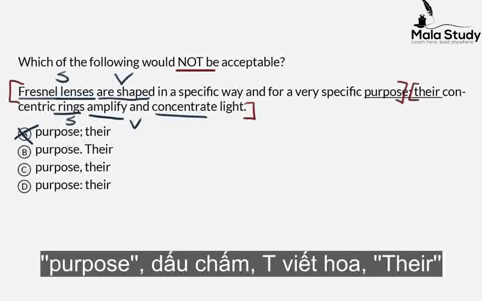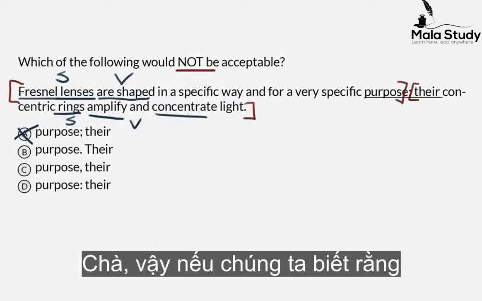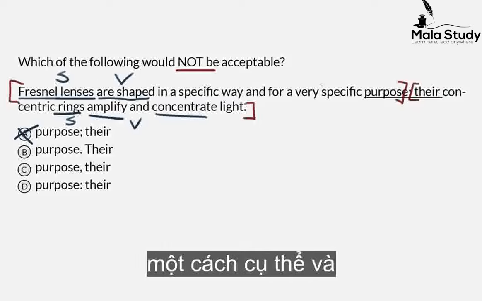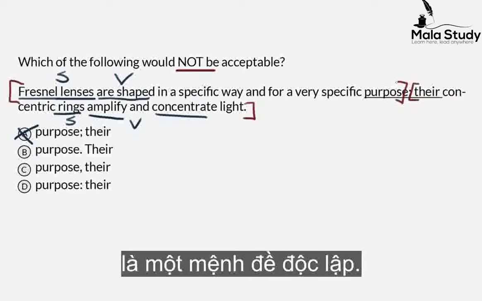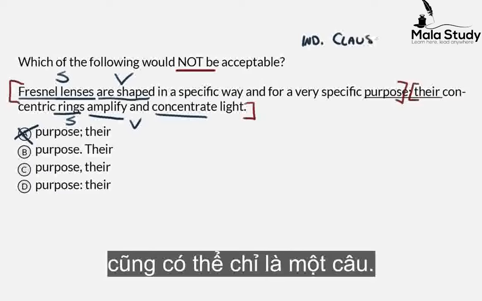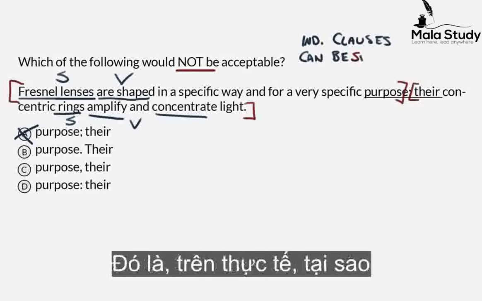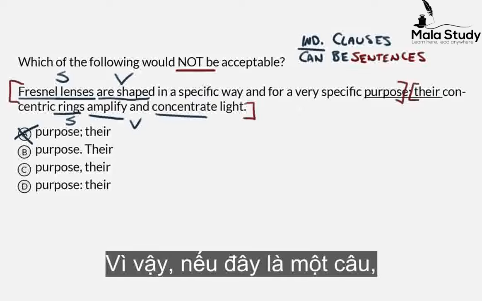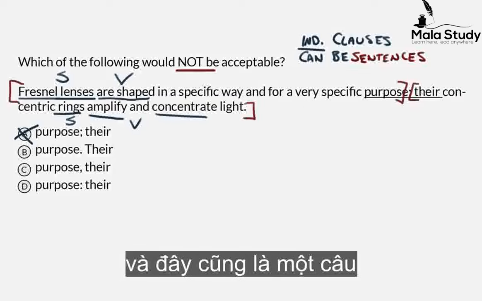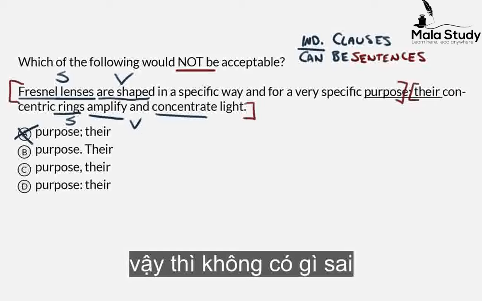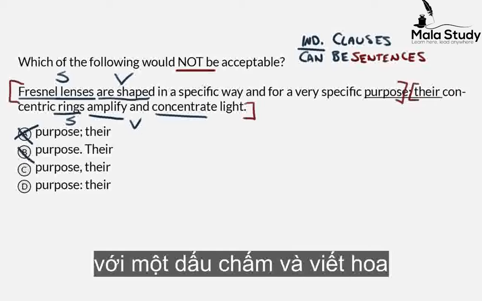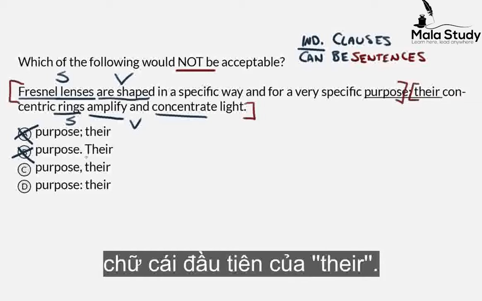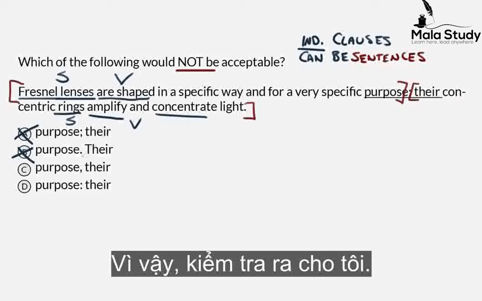Option B, purpose, period, capital T, there. Well, so if we know that Fresnel lenses are shaped in a specific way and for a very specific purpose is an independent clause, remember that an independent clause can also just be a sentence. That is, in fact, why they are independent. So if this is a sentence and this is also a sentence, then there's nothing wrong with dividing them up with a period and capitalizing the first letter of there. So that checks out to me.